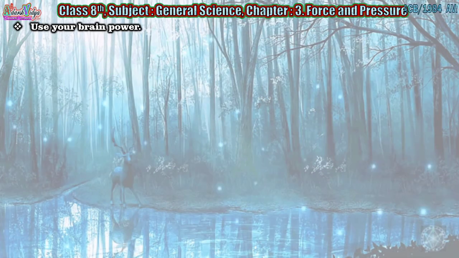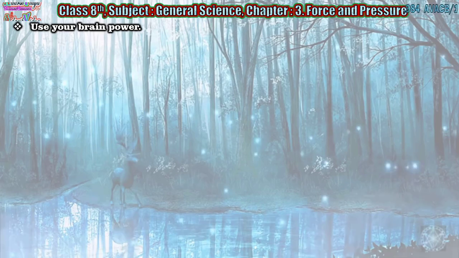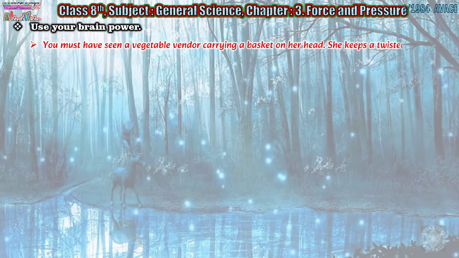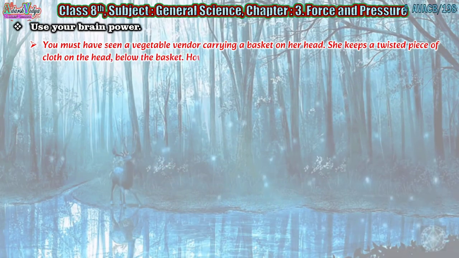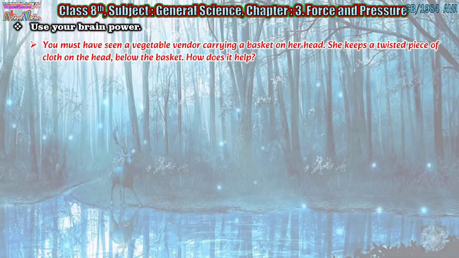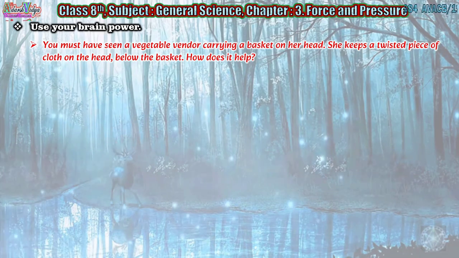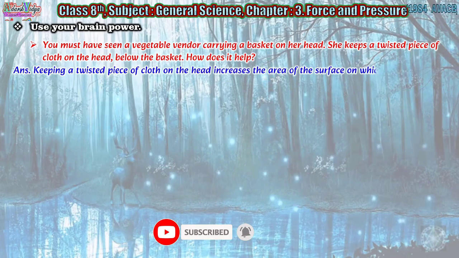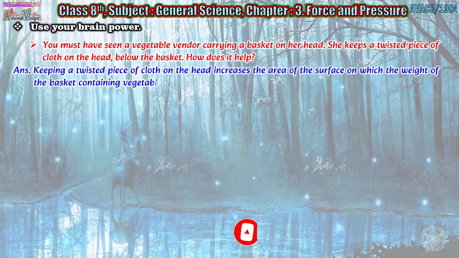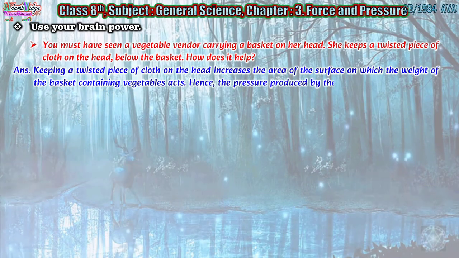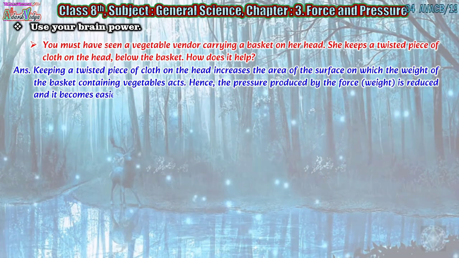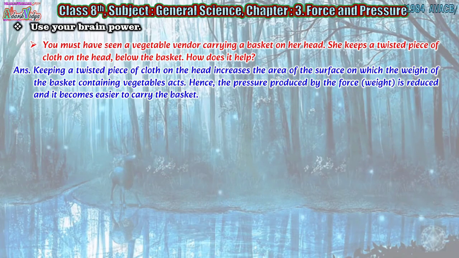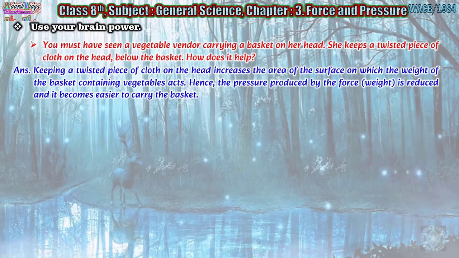Next one. You must have seen a vegetable vendor carrying a basket on her head. She keeps a twisted piece of cloth on the head, below the basket. How does it help? Answer: Keeping a twisted piece of cloth on the head increases the area of the surface on which the weight of the basket containing vegetables acts. Hence, the pressure produced by the force, weight, is reduced and it becomes easier to carry the basket.